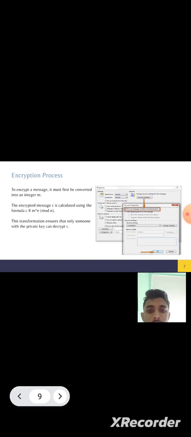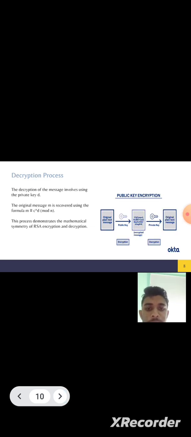Encryption process. For encryption, a message must first be converted into an integer m. The encrypted message c is calculated using the formula c equals m to the power e mod n. This transformation ensures that only someone with the private key can decrypt c.